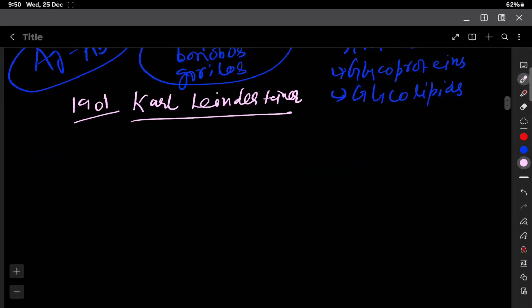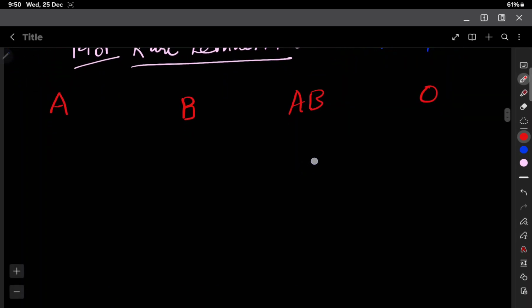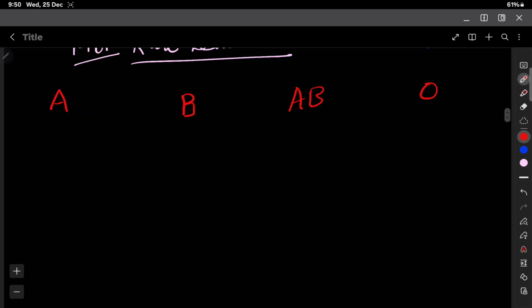I will draw diagrams of different RBCs with the different blood groups. There are four types of blood group as per the ABO system: first is A, second is B, third is AB, and fourth is O. So these are the four types of blood groups. Here I am drawing the structure of the RBC.